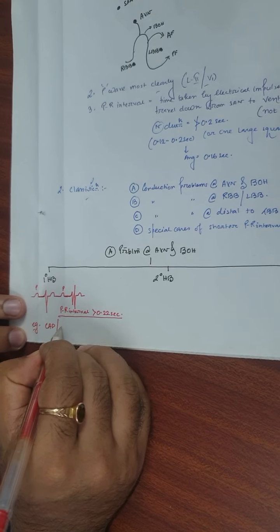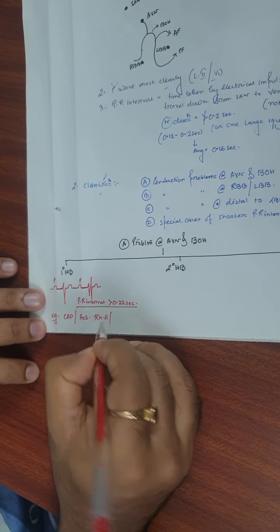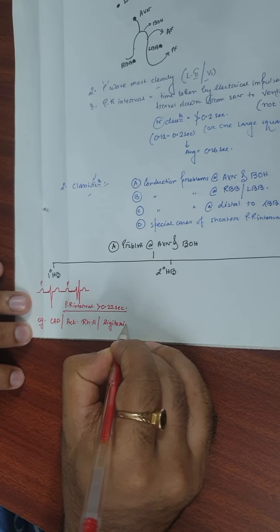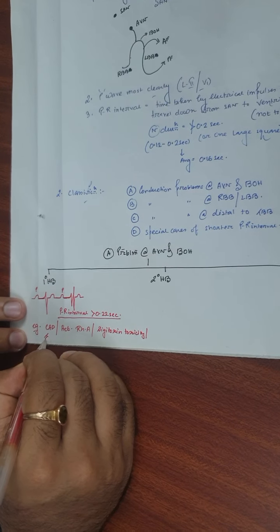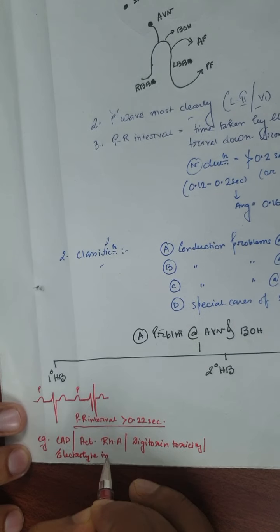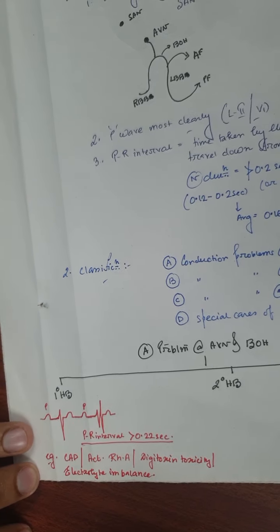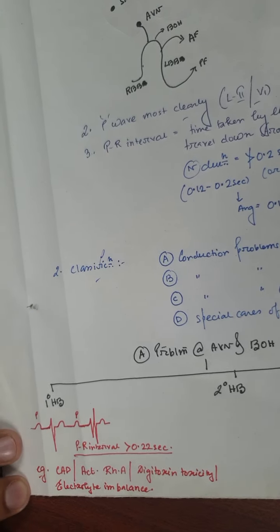Coronary artery disease, acute rheumatoid arthritis, sometimes digitoxin toxicity, or some electrolyte imbalance. So these are the causes where the first degree heart block may occur.